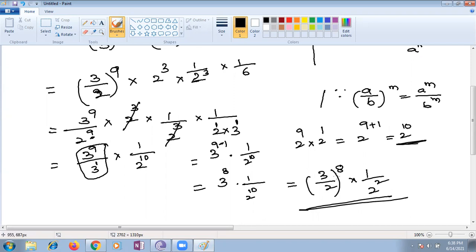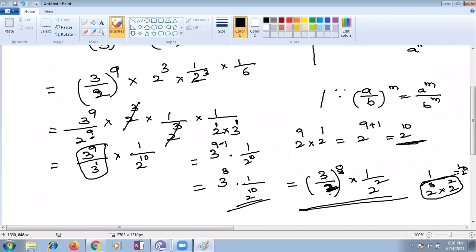See, this is power 2. This exponent is applicable for the denominator 2 also. This is a rational number 3 by 2. The exponent 8 is applicable for both numerator and denominator. So it becomes 2 power 8 in the denominator, but we have 2 power 10 here. What number am I supposed to make as the exponent so that it becomes 10? If I make it 2 square, these two together give 1 by 2 power 10. Yes or no?